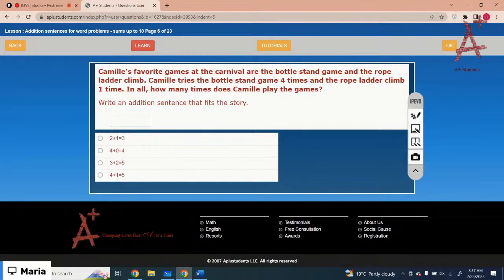So 4 plus 1 equals 5. The correct option is 5. The last option is the correct sentence that fits the story. 4 plus 1 equals 5.